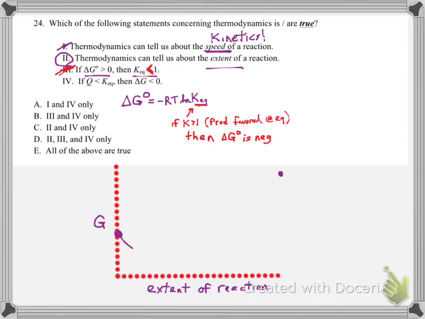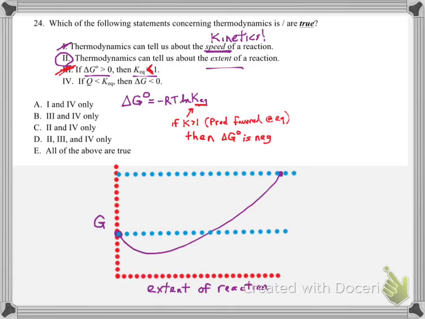This sort of curve will look something like this. And remember that equilibrium is at the lowest energy point. So, if you have a positive delta G standard, which is what we have in this situation, that means that equilibrium will favor reactants. And from a thermodynamic standpoint, that's because these are lower in energy. Lower energy means more stable.